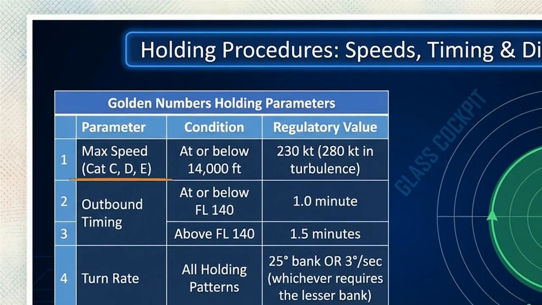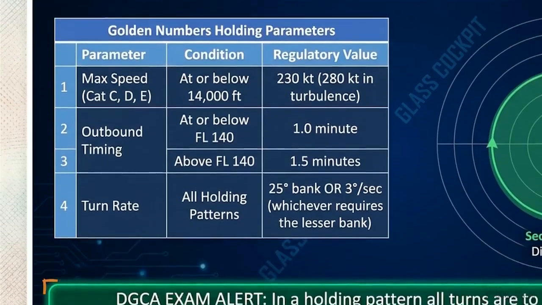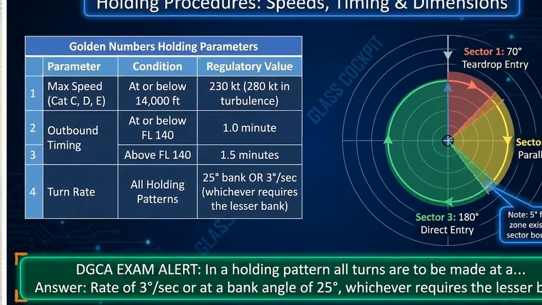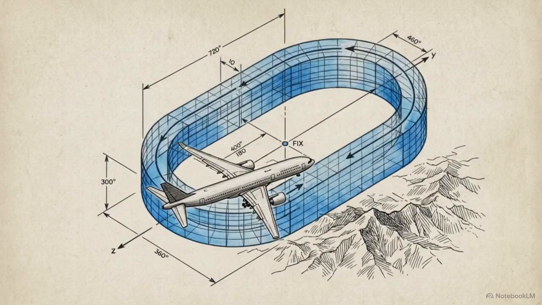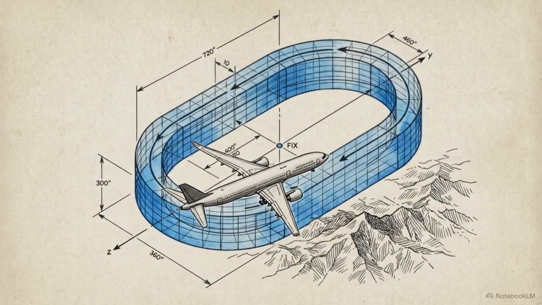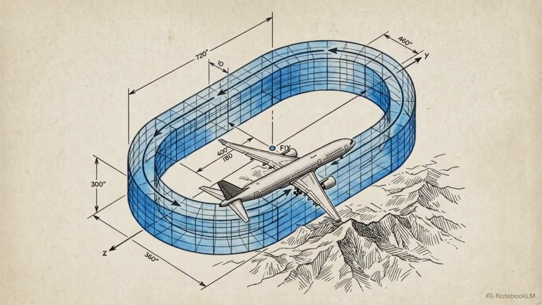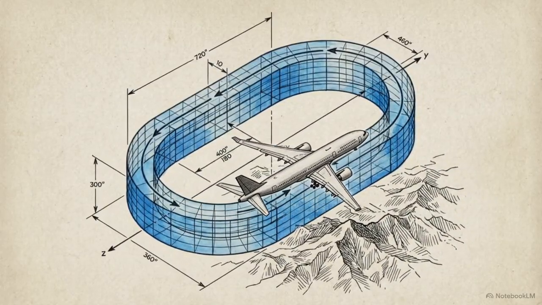For Category C, D, and E aircraft, maximum normal speed below 14,000 feet is strictly 230 knots, and the rate of those turns is an absolute rule. You must turn at 3 degrees per second or at a bank angle of 25 degrees, whichever requires the lesser bank. Holding procedures function as geographically confined racetracks. Every timing limit and speed restriction is engineered to keep the aircraft contained within protected, obstacle-free airspace.